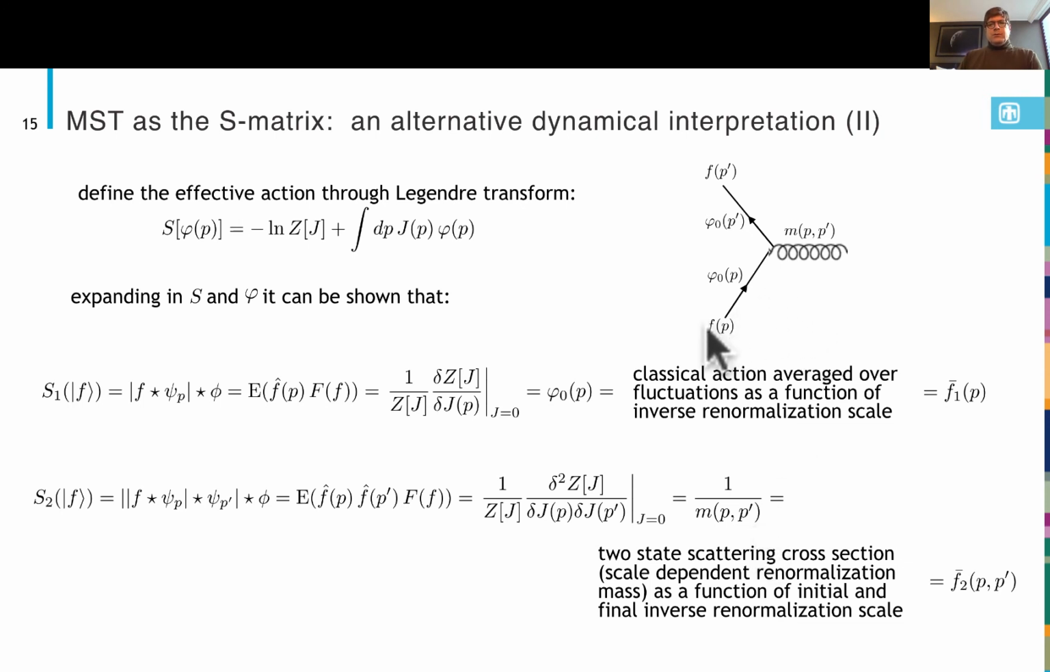So this is the picture. We have a particle come in with a momentum p. It ends up scattering off of a particle of mass little m, which is the second-order Mallat scattering coefficient, and the incoming particle has an action of phi naught, which is the first-order Mallat scattering coefficient, and then it exits with a momentum p prime and an action that's now going to be phi naught of p prime.